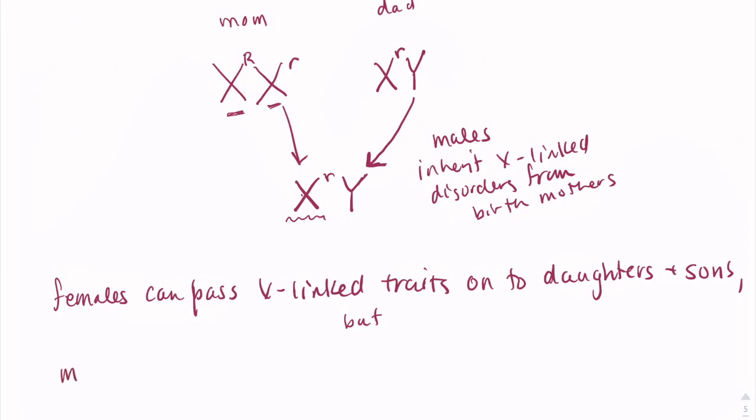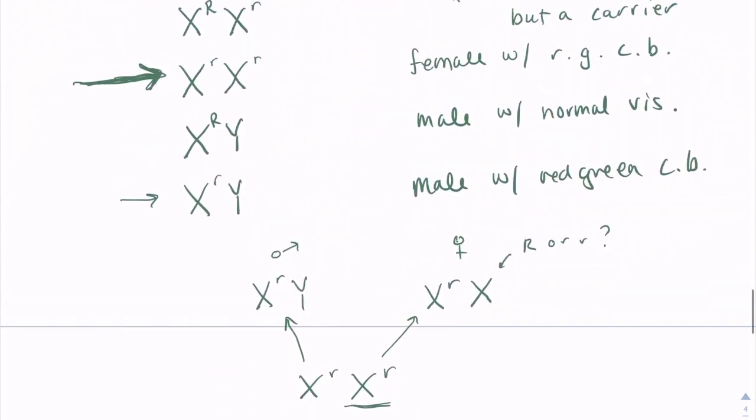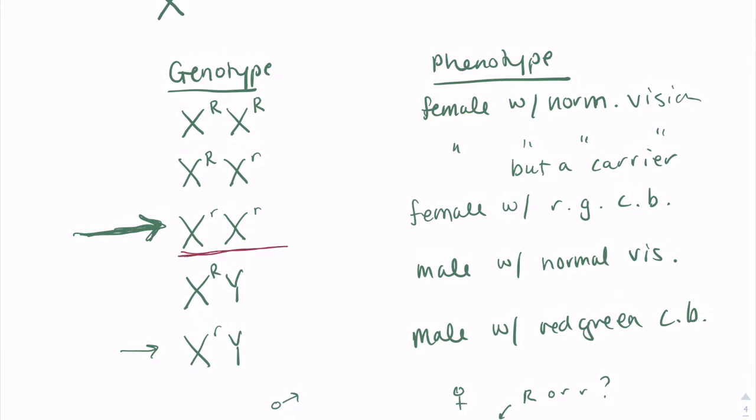But males can pass X-linked traits onto only daughters. So that's important. And that is such a different inheritance pattern than autosomal disorders. Now it is possible for a female to have an X-linked disorder. We saw this back here on our little chart right there. This female right there has an X-linked disorder.